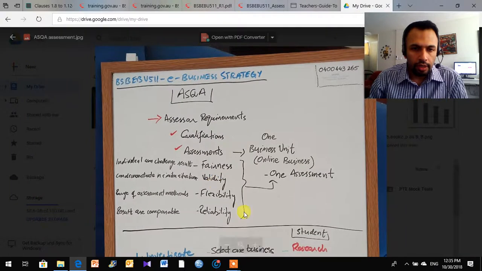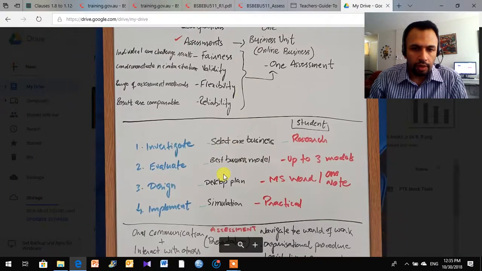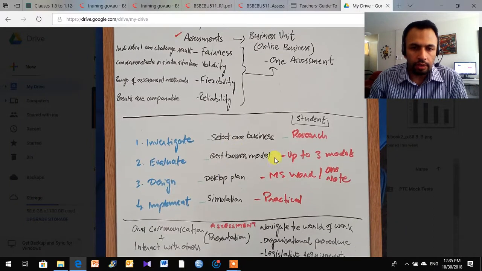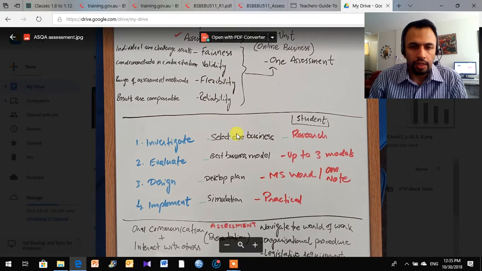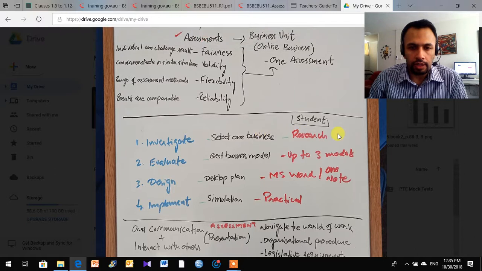So if you look at these elements one by one, and we give some task to a student, we can ask the student to select one business. For example, my business is the online tutoring business. I also provide offline, but let's work on the online because the business unit is e-business. The student will research and find out the strengths, weaknesses, opportunities, and threats, or the SWOT analysis of the business. That will be part of the investigation.